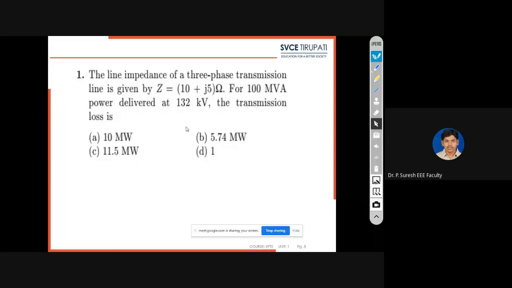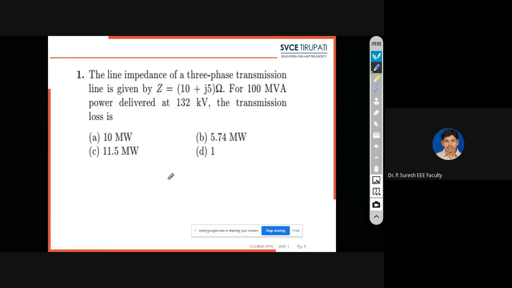The given transmission line is a three-phase transmission line, with the given delivered power and the given receiving end voltage. I need to calculate the transmission loss. What are the transmission losses? I square R losses. It is a three-phase transmission line, that's why I need to take 3 into I square R losses. I need to calculate 3 into I square R.